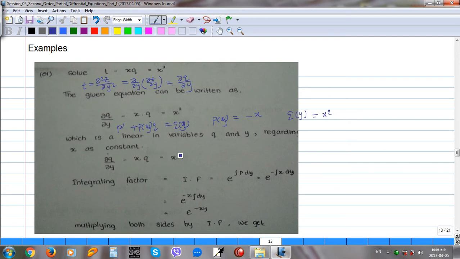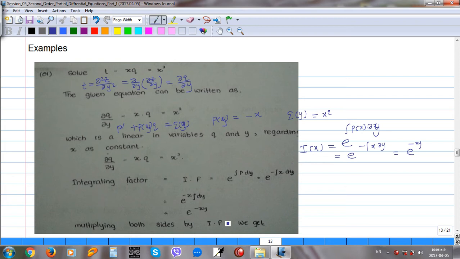Then you can find the integrating factor for this one. Integrating factor I of y, you can find as e to the power integral of P of y times dy. You found P of y means minus x, so e to the power integral of minus x times dy. x is a constant here, then you can write e to the power minus xy. That is the integrating factor.